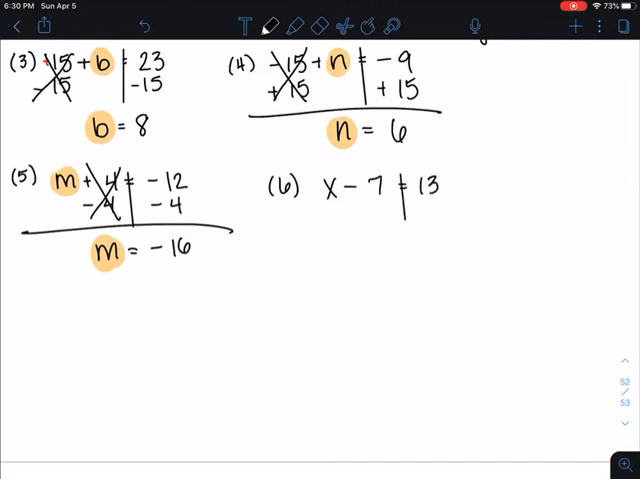Number 6, I have x minus 7 is equal to 13. Currently we are subtracting 7 from x, and the opposite of subtracting is adding. So we're going to add 7. That way when we add, our 7's on the left-hand side will cancel. We have x, and 13 plus 7 is 20. Is our variable by itself on one side of the equal sign? Yes, it is.